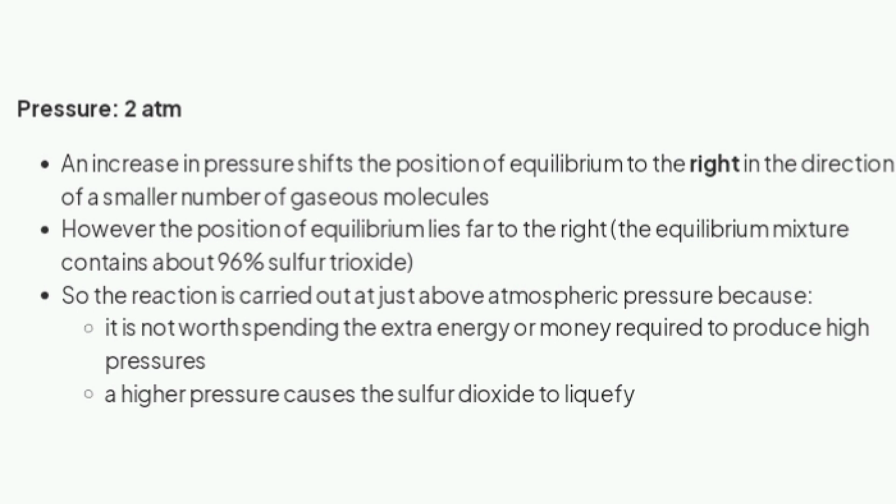The pressure used in the second stage of sulfuric acid manufacture is 2 atmospheres. An increase in pressure shifts the position of equilibrium to the right, in the direction of a smaller number of gaseous molecules. However, the position of equilibrium lies far to the right. The equilibrium mixture contains about 96% sulfur trioxide. So the reaction is carried out at just above atmospheric pressure because it is not worth spending the extra energy or money required to produce high pressures. A higher pressure causes the sulfur dioxide to liquefy.